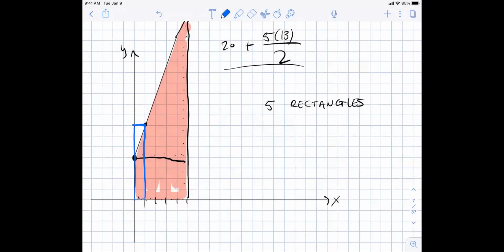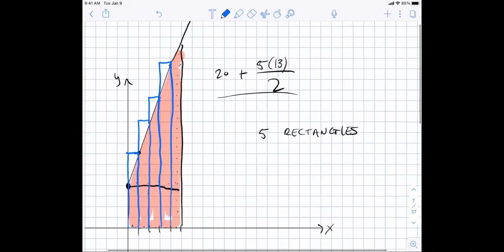But in general, we're going to use the left and right edges. So here's rectangle number 2. I go another step of 1. Rectangle number 3. Okay. Rectangle number 4. And rectangle number 5.